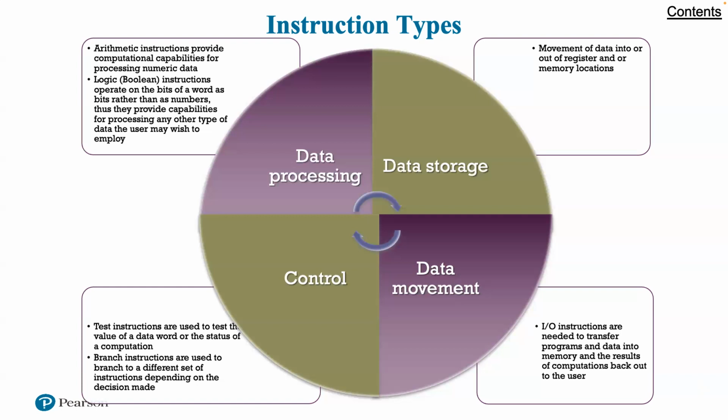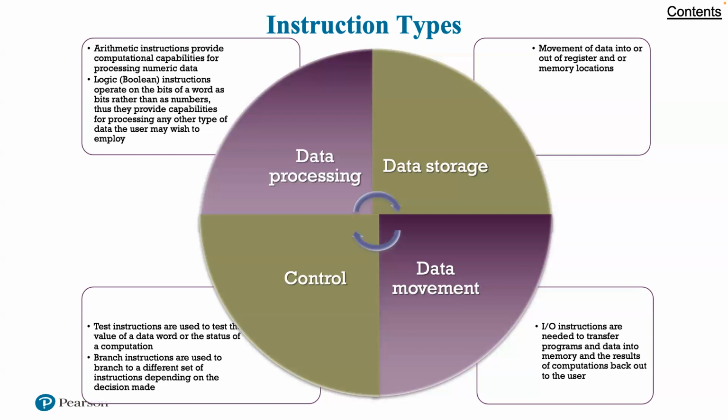Arithmetic instructions provide computational capabilities for processing numeric data. Logic, that is Boolean, instructions operate on the bits of a word as bits rather than as numbers. Thus, they provide capabilities for processing any other type of data the user may wish to employ. These operations are performed primarily on data in processor registers. Therefore, there must be memory instructions for moving data between memory and the registers.